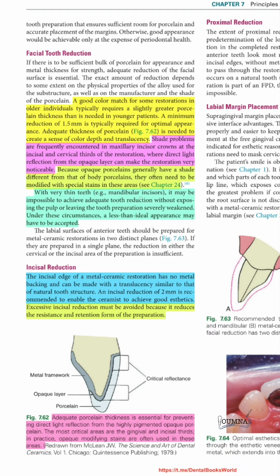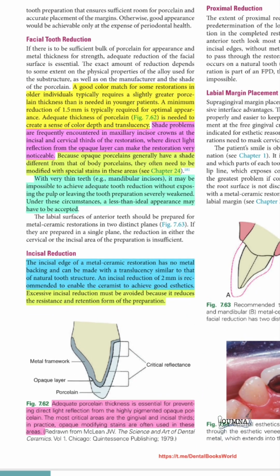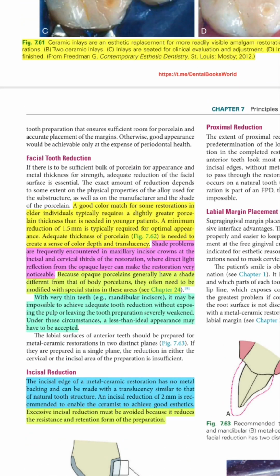We must have a sufficient thickness for the ceramic to cover the opaque layer, otherwise it makes the reflection of the light more direct and makes the restorative material very noticeable, especially in the gingival and the incisal thirds, where we use opaque modifying stains in these areas.